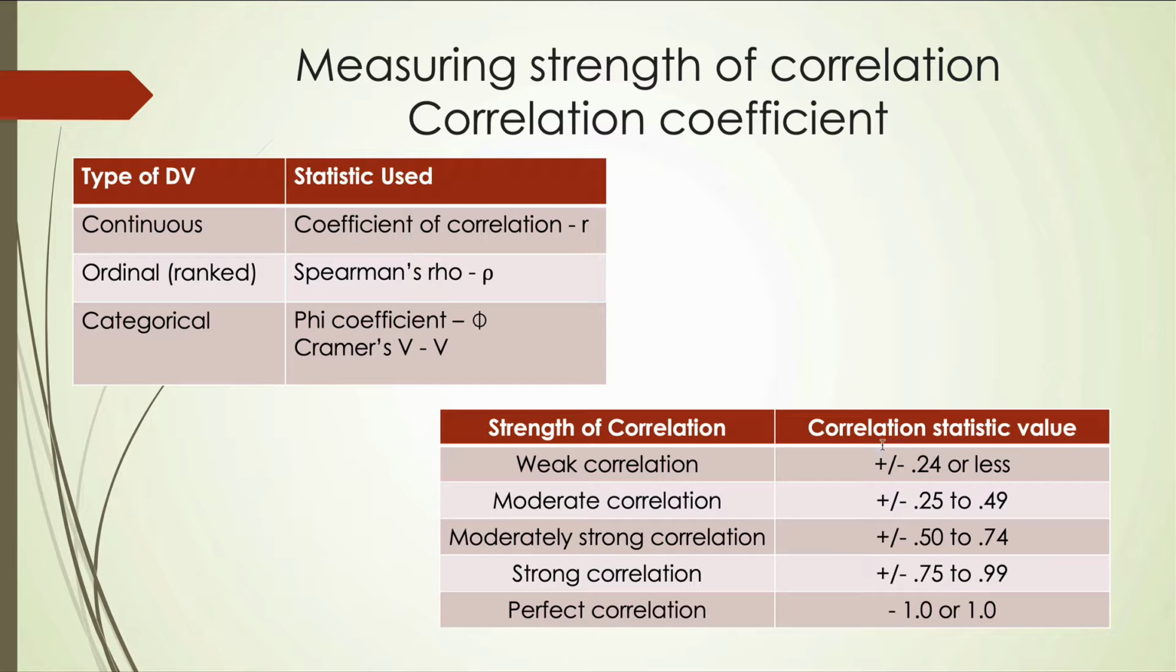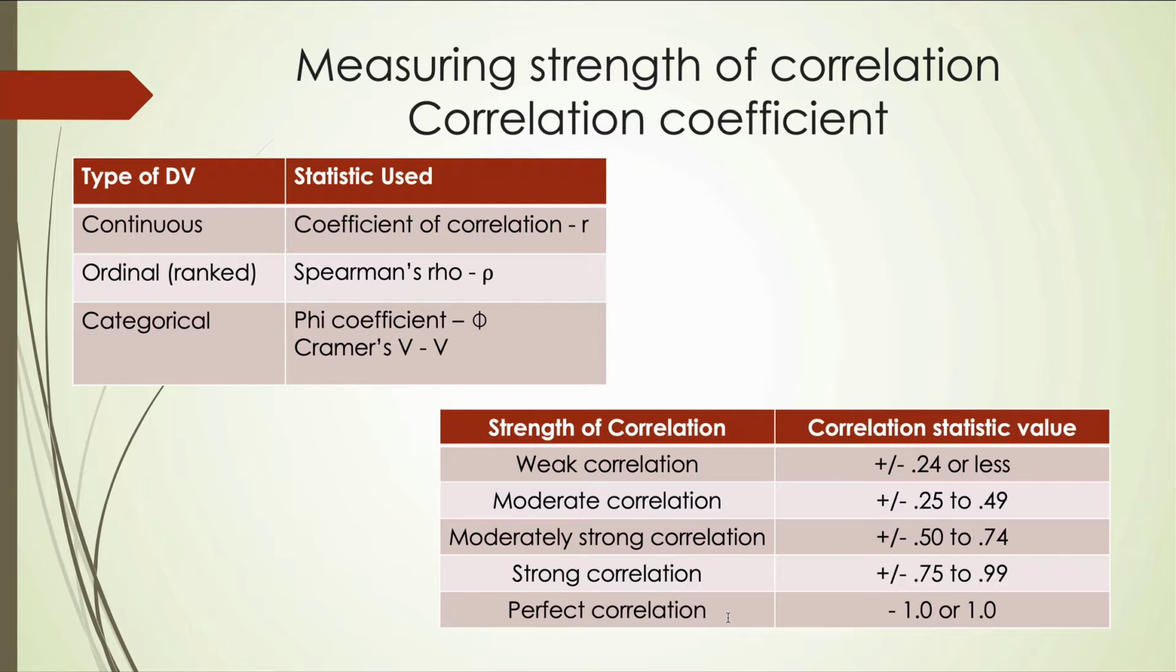So generally, if we have an R score or a Spearman's rho or what have you of 0.25 or less, whether it be positive or negative, it would be considered a weak correlation. We would say it as a weak positive correlation or a weak negative correlation, depending upon whether the R was positive or negative. If it's between 0.25 and 0.49, that's a moderate correlation. If it is between 0.5 and 0.74, that's a moderately strong correlation. If it's between 0.75 and 0.99, that's a strong correlation. And then a perfect correlation is 1 or -1.